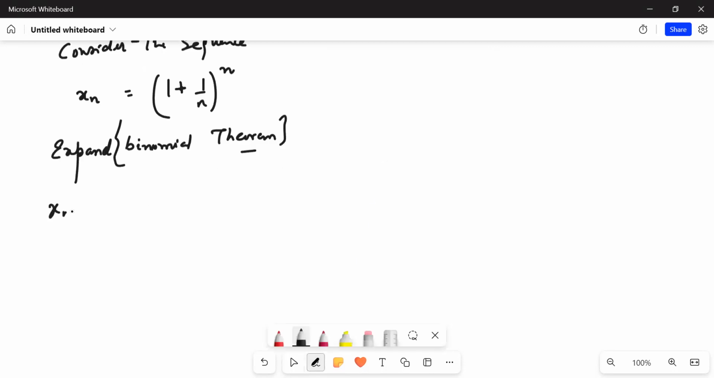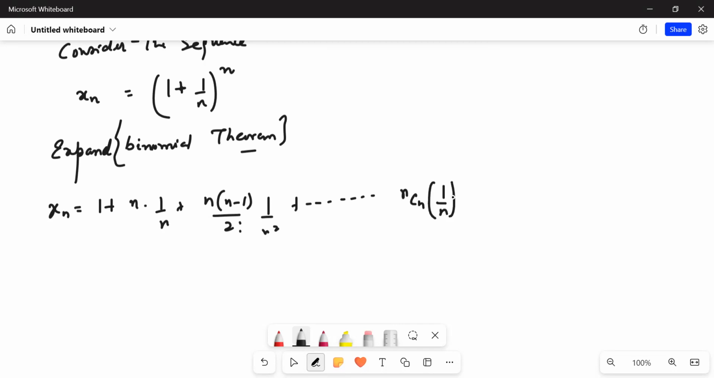So if I do that, this xn would come out as 1 plus n into n minus 1 upon 2 factorial, 1 upon n square, and the last would be nCn, 1 upon n raised to power n. So basically this is nC2. And this is nC1.